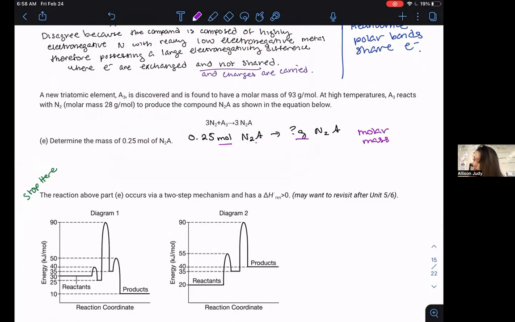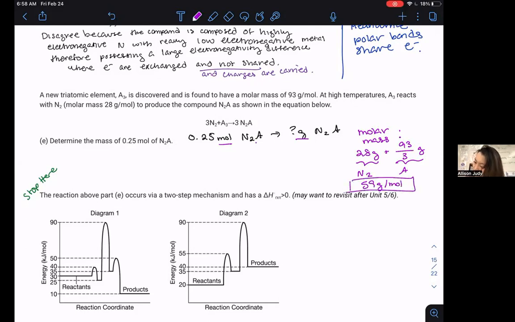And so what we need to do is simply determine the molar mass of our compound N2A, which for us would be if N2 is 28 grams plus A3 is 93. So 93 divided by 3 would give us the value in grams of just A, right? This is the N2 part. This is the A part. And we would find that our molar mass for the entire compound is going to be 59 grams per mole for the molar mass of the entire compound.